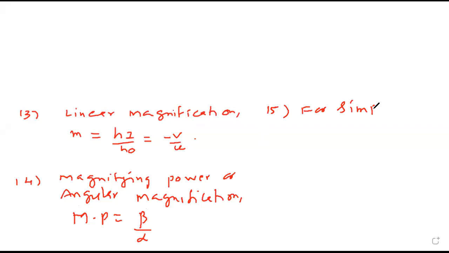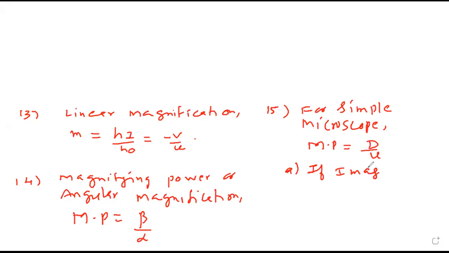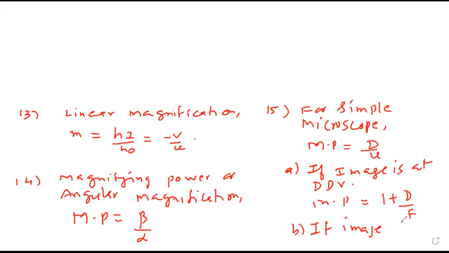For a simple microscope, magnifying power equals D upon f. If the image is at the distance of distinct vision, magnifying power equals 1 plus D upon f. If the image is at infinity, magnifying power is just D by f.